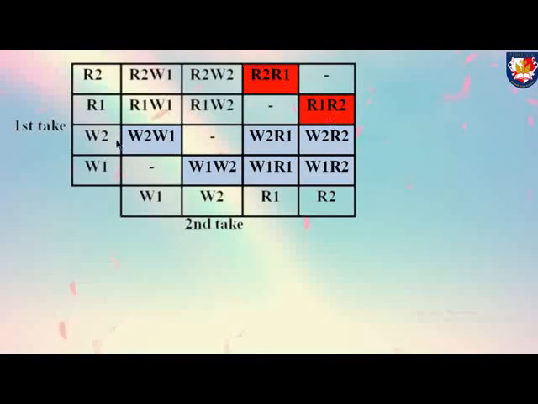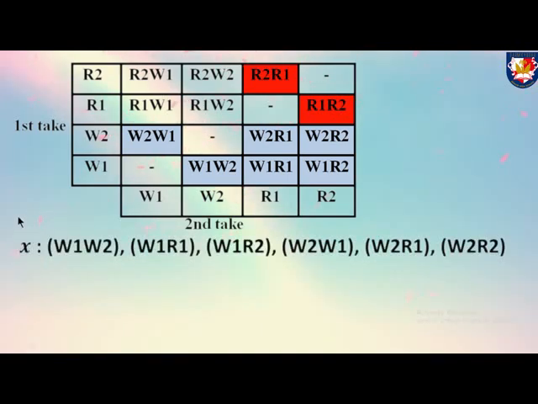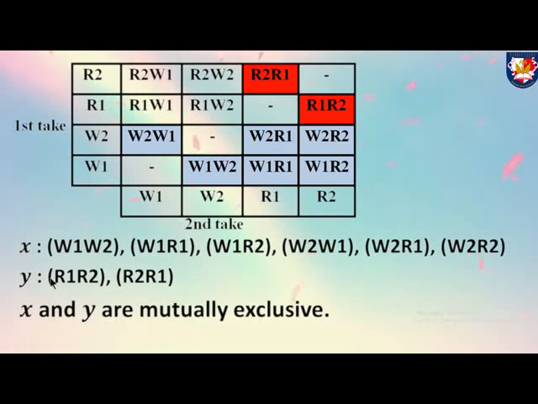This is all the outcomes that we can find. The X is actually in the blue outcomes. The first take is white. As you can see, all the first takes are white. And Y is both red roses. These are the outcomes, only 2. As you can see, between X and Y, there is no common outcome. So X and Y are mutually exclusive.